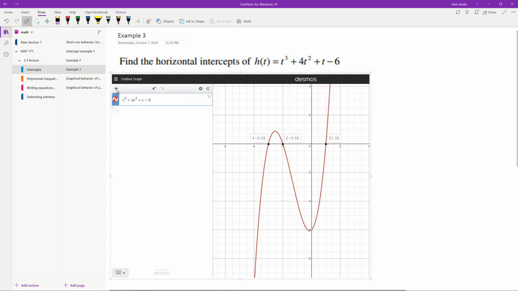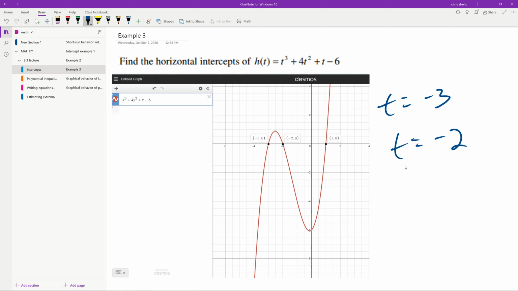You have to use x's in Desmos. There may be a way to get other letters for the variables to work that I'm not sure of. So I went ahead and graphed this, and we can see that I have horizontal intercepts at t equals negative 3, t equals negative 2, and t equals 1.